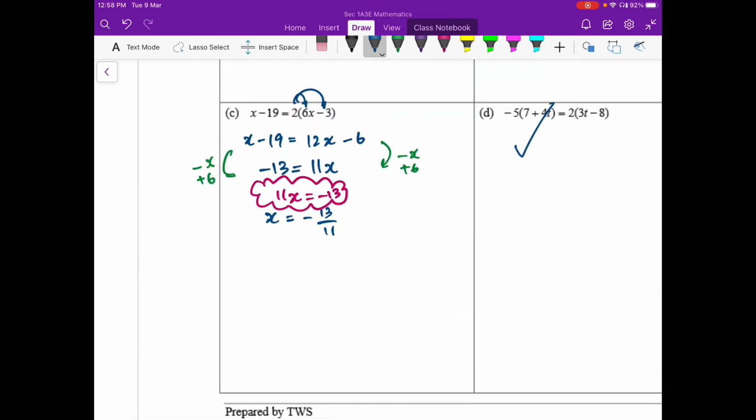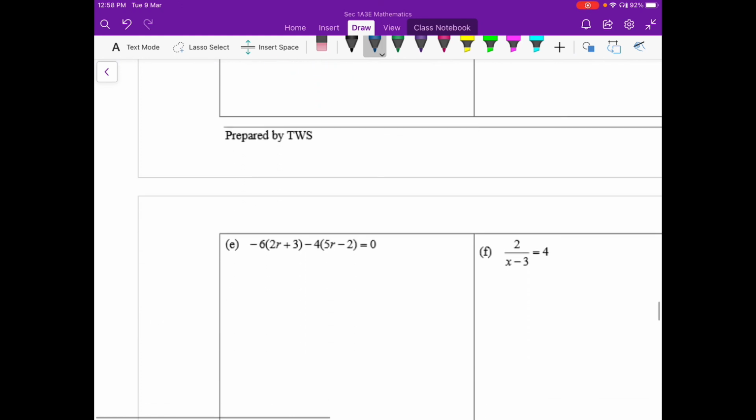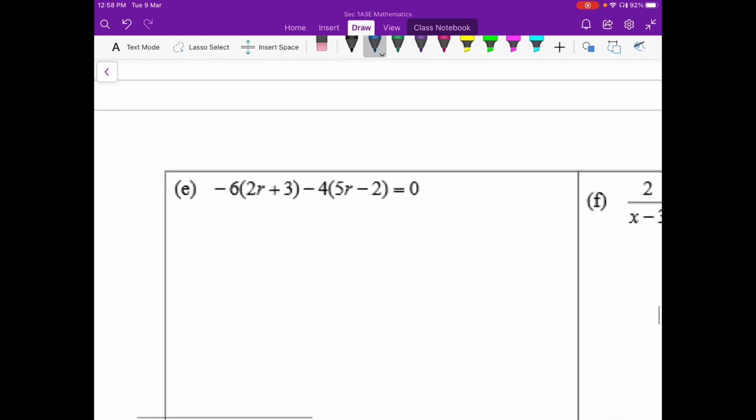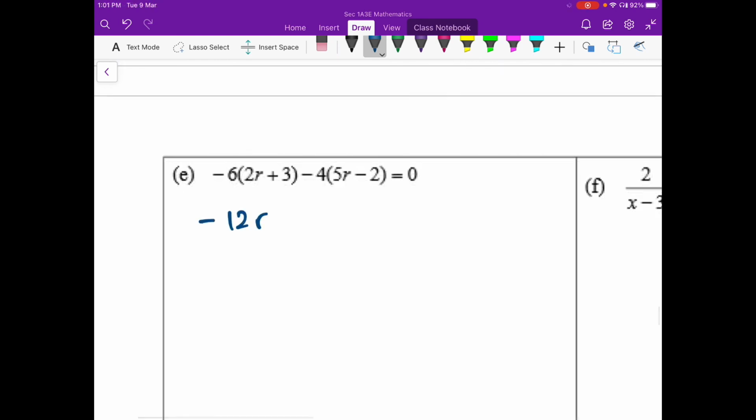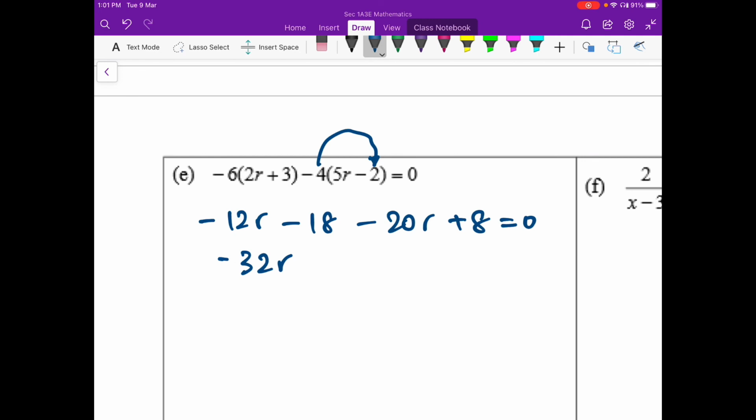Okay, now, part E, try it yourself. You can try skipping some steps and see whether you can handle it. Negative 18 minus 20r plus 8 equals to 0. Group all your like terms together, we have negative 32r. Negative 18 plus 8 is? Negative 18 plus 8 is negative 10. Yeah, plus 8. Negative 4 times negative 2 is plus 8. So we have negative 10 on the left hand side.